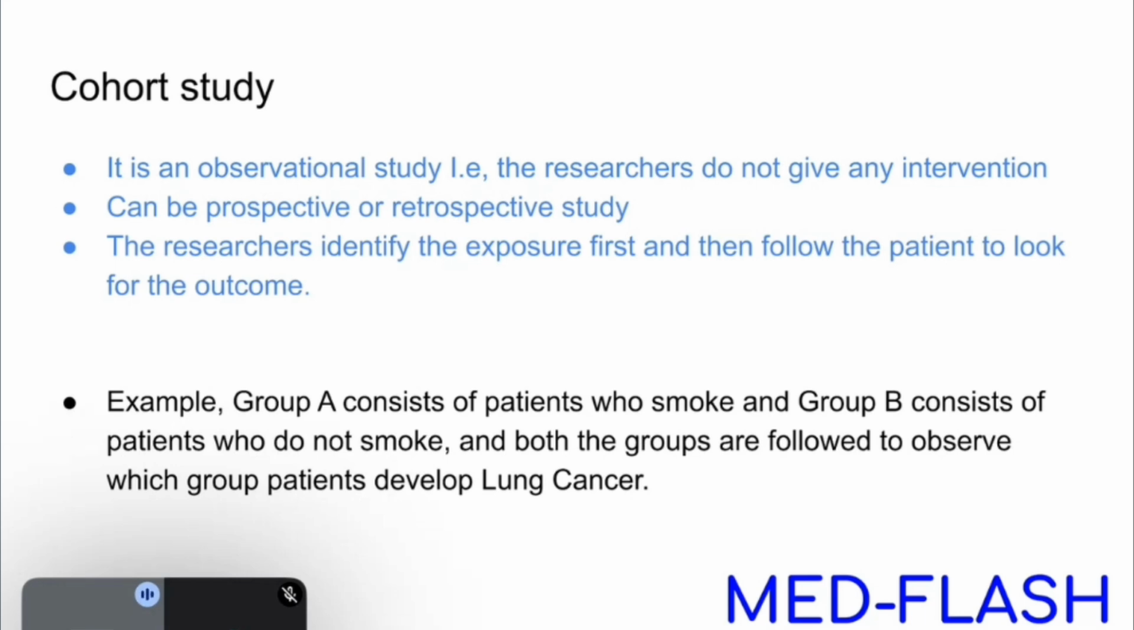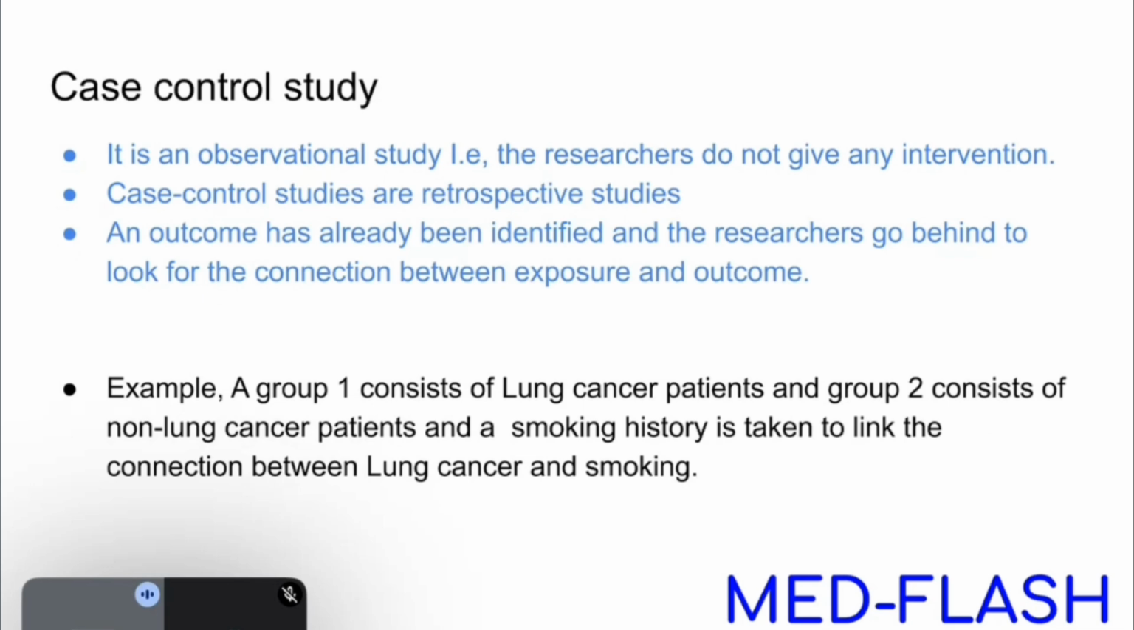So, seeing a simple example, Group A consists of patients who smoke, and Group B consists of patients who do not smoke. All right, and both the groups are followed in the future to observe which group of patients would develop lung cancer. All right. I hope this is clear, and I hope the difference between case control and cohort is also clear. The earlier example was a case control study, a retrospective case control study.